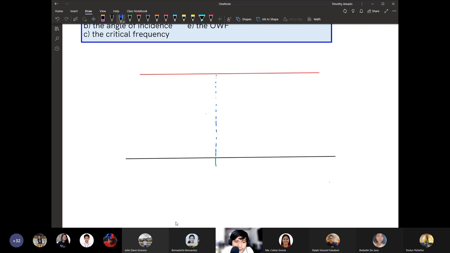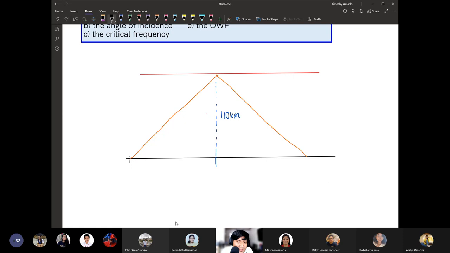And it's in the middle of the path. So let's say, guys, that this is your, bali parang ganyan, no? Yeah. Although hindi siya gitnang gitna, guys, no? Pardon me for the drawing. So let's say that this is the transmitter and this is the receiver.